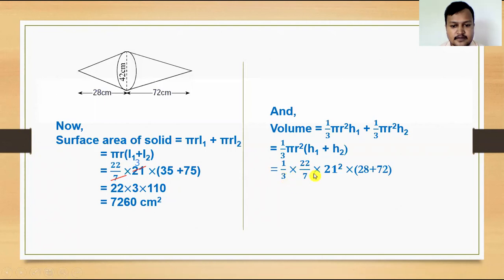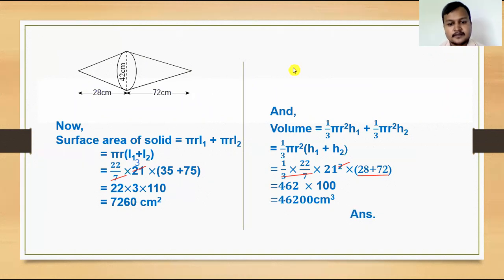7 3s are 21, and there are two 21. 7 3s are 21, and one of the 21 is cancelled. Remaining value here is 22 into 21, and inside the bracket 28 plus 72, it is 100. 22 into 21 into 100. Multiply these all. 46,200. Okay, it is 46,200 cubic centimeter. So this is the volume of the cone given in the question.